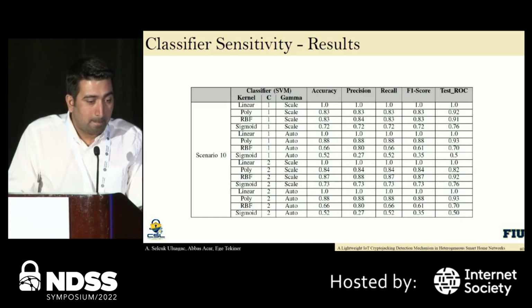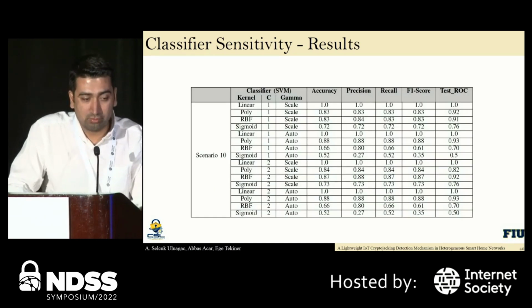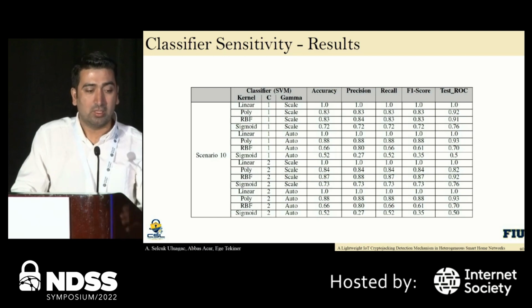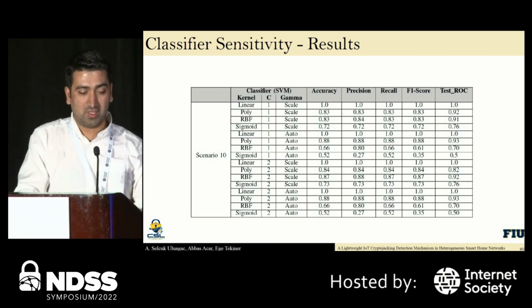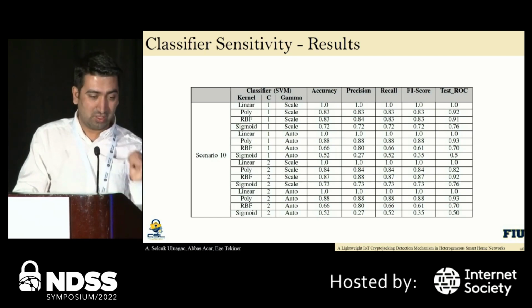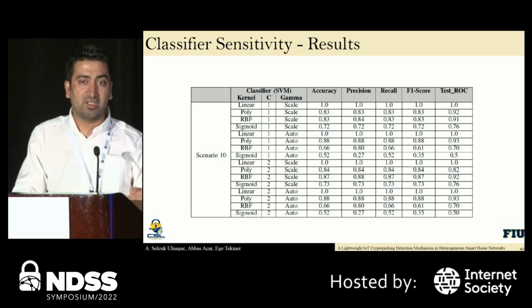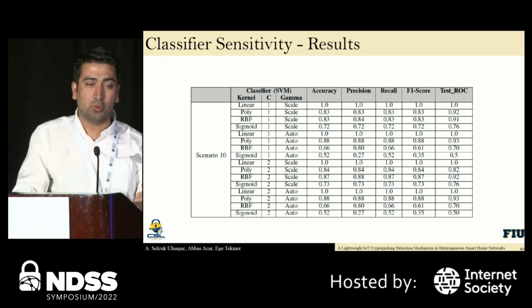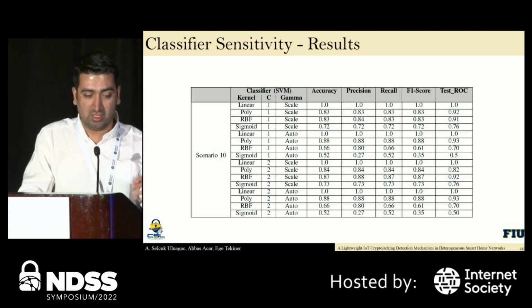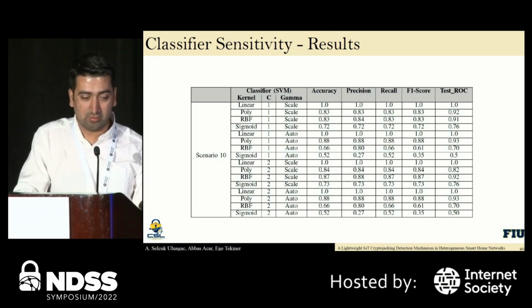And in the last scenario, we tested for different classifier sensitivity, the different non-default parameters. Even in this one, we can see that the classifier needs to be optimized, needs to be configured so that it can give high accuracy. It doesn't give very good accuracy for some of the parameters.